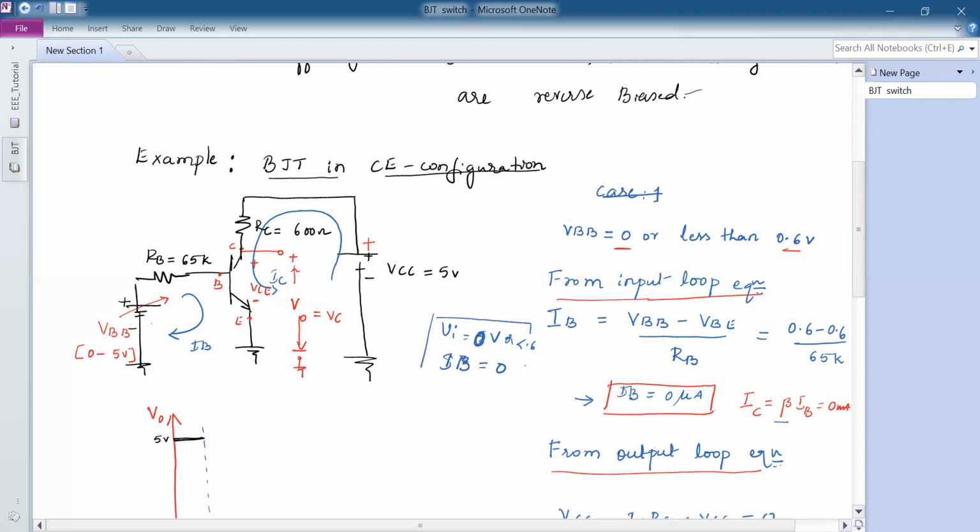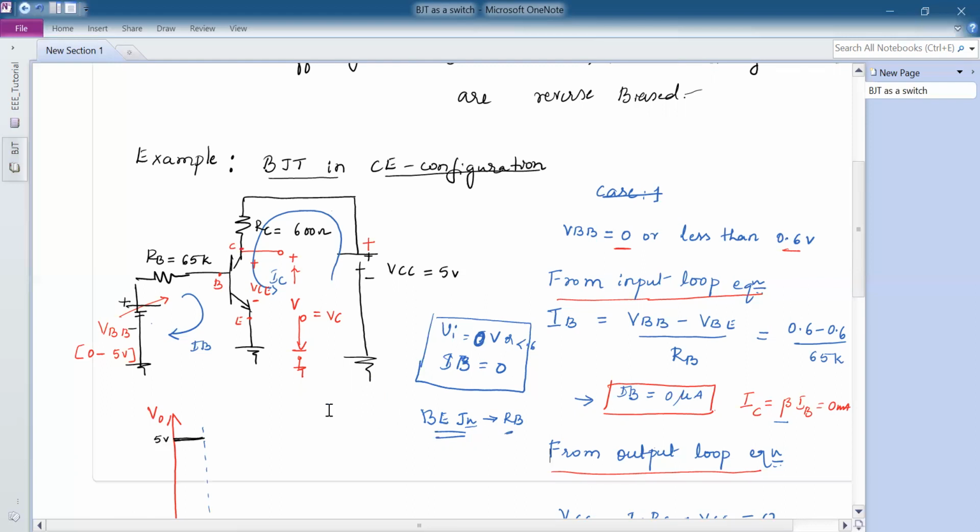Under this condition, what will be the VBE biasing voltage? The base-emitter junction is now reverse biased. So what did we understand with the circuit? At the input side, when the input voltage is less than 0.6 or it is 0, the input current is 0. Due to this, the biasing voltage applied at the base-emitter junction is less than 0.7. That's why the junction is reverse biased.